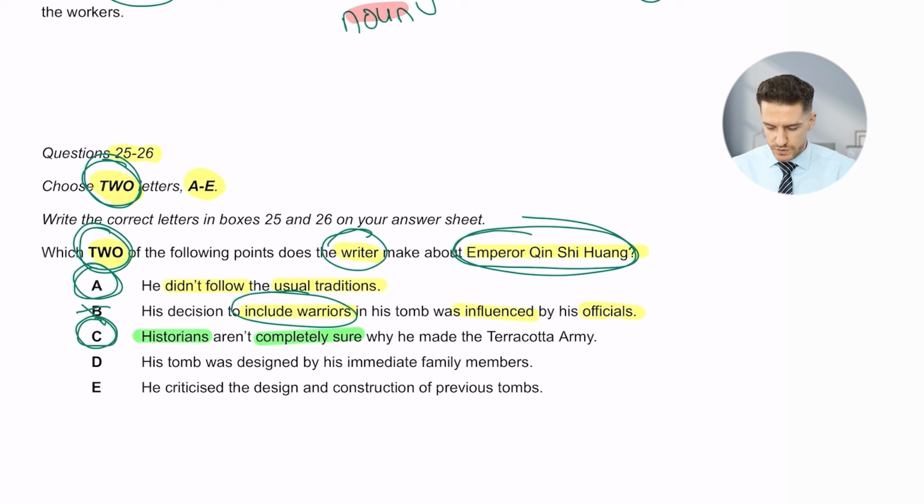So let's look at the next one, which talks about his tomb. His tomb was designed by immediate family members. Well, no, it doesn't say anything about immediate family members in that paragraph. And let's move on to the last one now, which is E. He criticized the design and construction of previous tombs. Well, it doesn't say that. Oh, sorry, I'll cross out D. It doesn't say that. It does talk about previous tombs, but it doesn't say anything about he criticized, so we can cross out E.